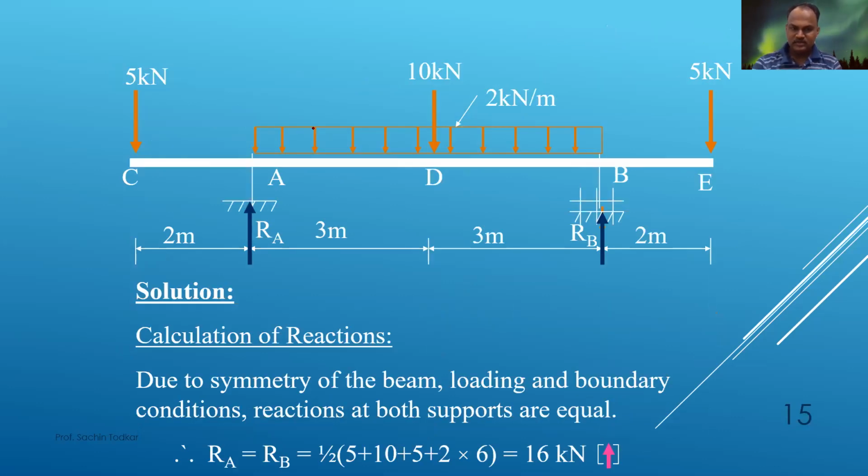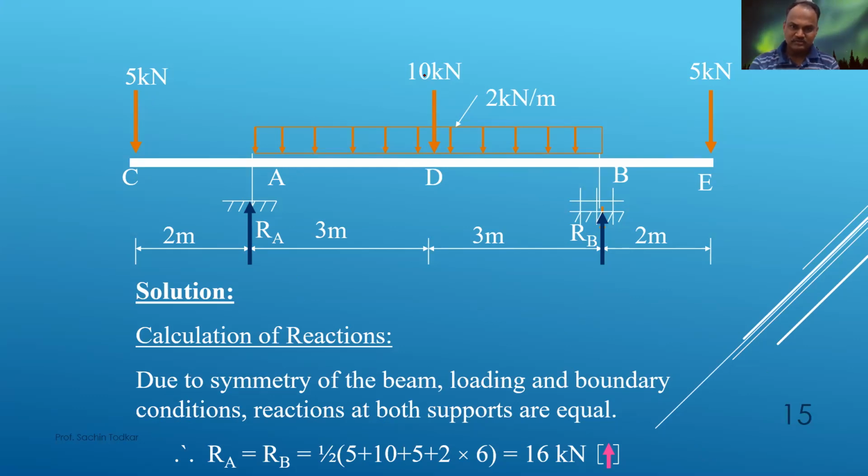Now in this case, I have shown the reaction at A and reaction at B with blue arrows, and you will see for calculating reactions, here is one trick: due to symmetry of the beam, the loading must be the same on both sides, on RA and RB that we have taken, and with the help of that you can directly calculate the reaction with the help of all the forces.